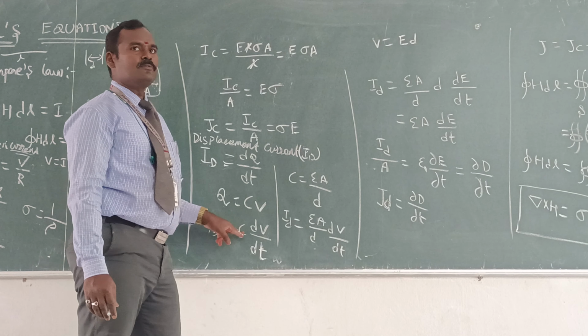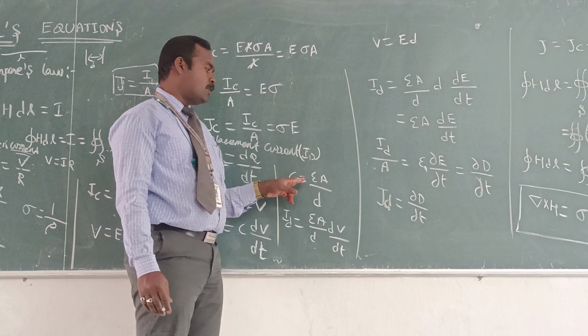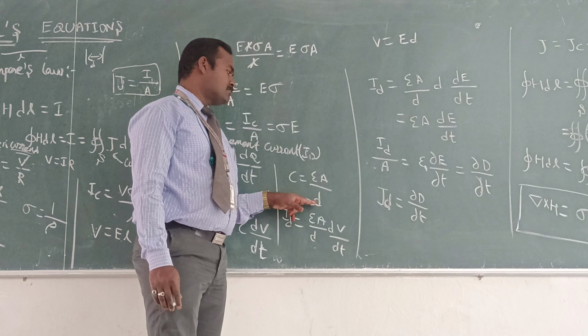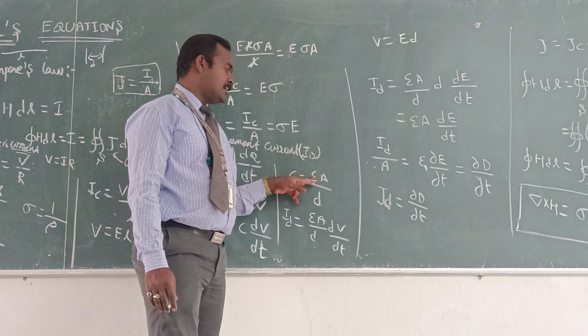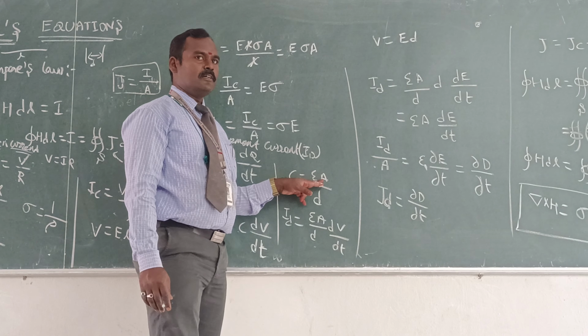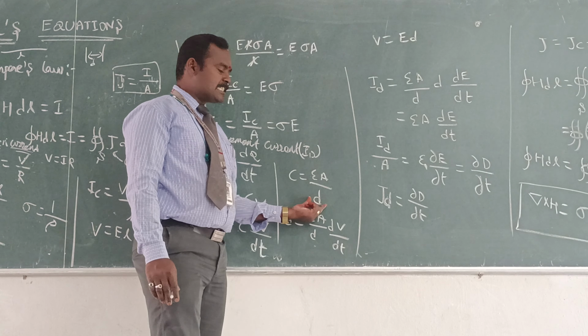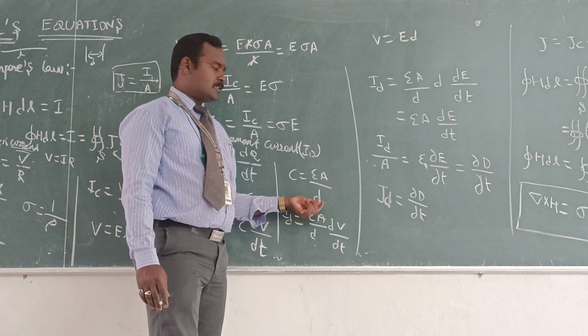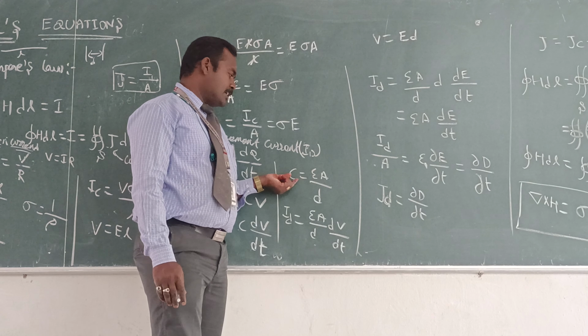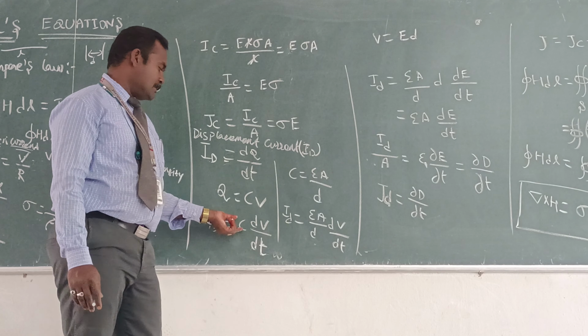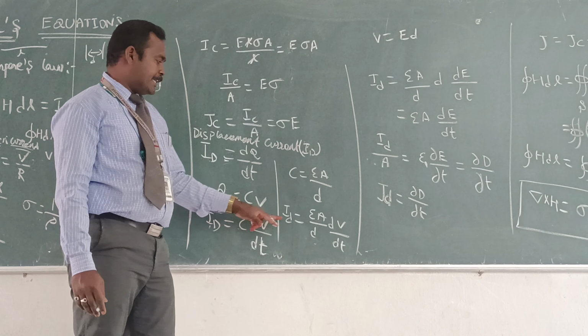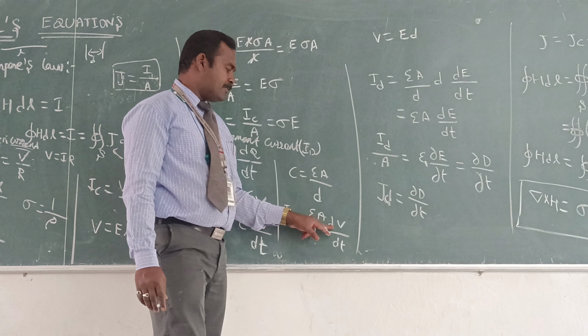The C value, that is the capacitance in the medium, should be equal to epsilon into A divided by D, where epsilon is the permittivity of the medium, A is the total area of the plates, and D is the distance between the plates, right? That is the capacitance. So you can substitute the C expression in the previous equation: I_D should be equal to epsilon A divided by D, into dV by dt.